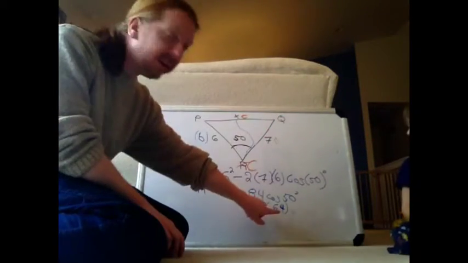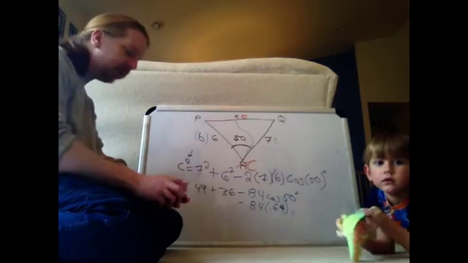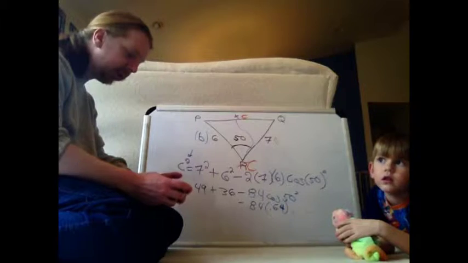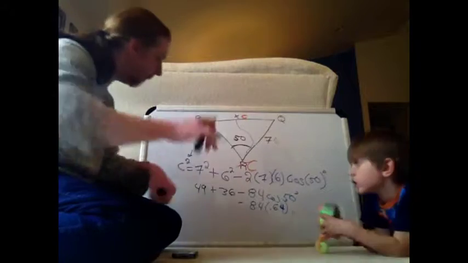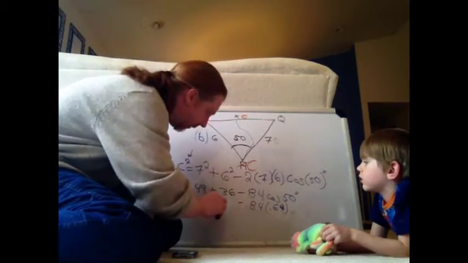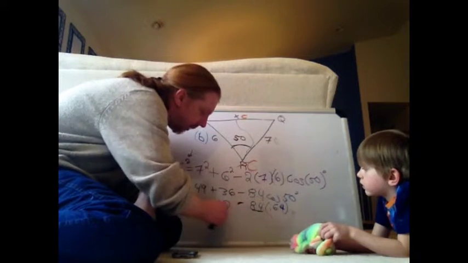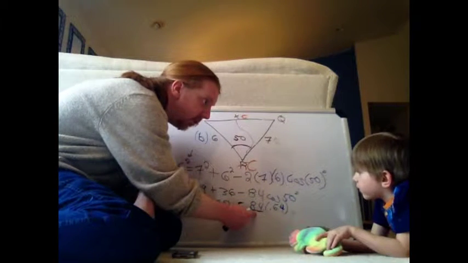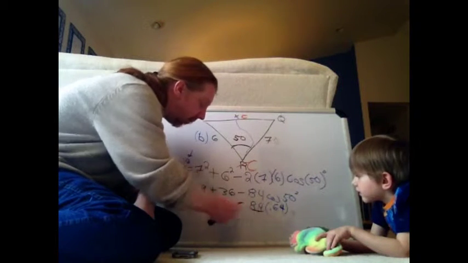All right, so we've got the cosine of 50 is 0.64. We still have this over here, so I'm going to take 49 plus 36. It's going to give me 85. Now, an important part of this whole thing: notice this number, 84, is bigger than that number, 85? Is 84 bigger or smaller than 85? Bigger. So can I take 84 away from 85?